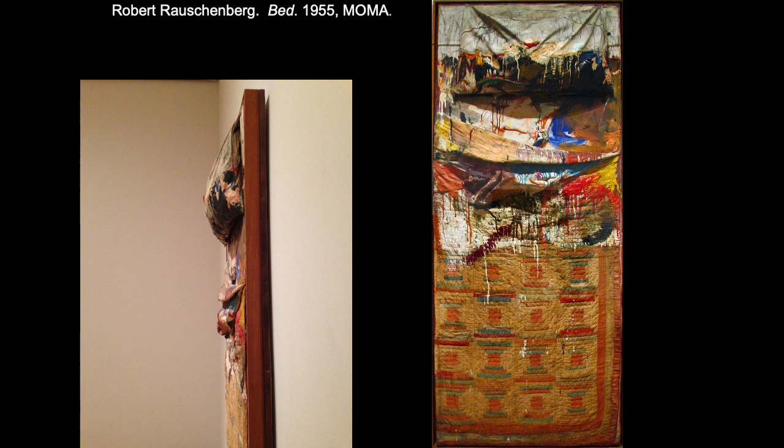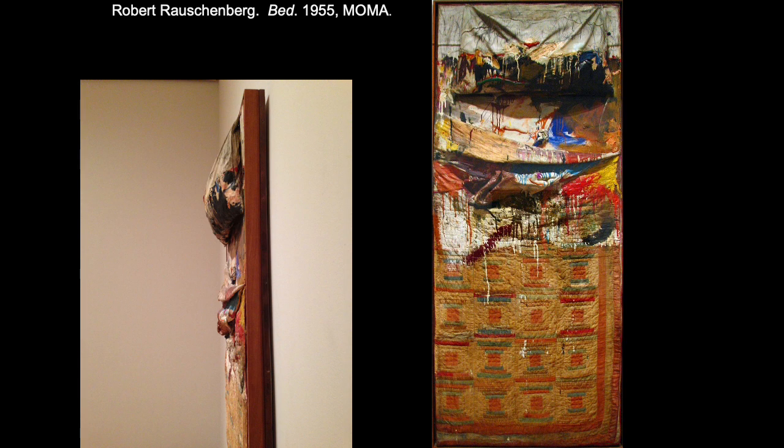So this is his bed from 1955. We have a pillow and quilt over which he has drawn and painted. So this is a real pillow, a real quilt and sheets. Sort of alludes to something outside of itself with this recognizable imagery. But then again, he's used pencil and paint to paint on top of it as if it were a canvas itself, and then hung the entire thing on the wall.